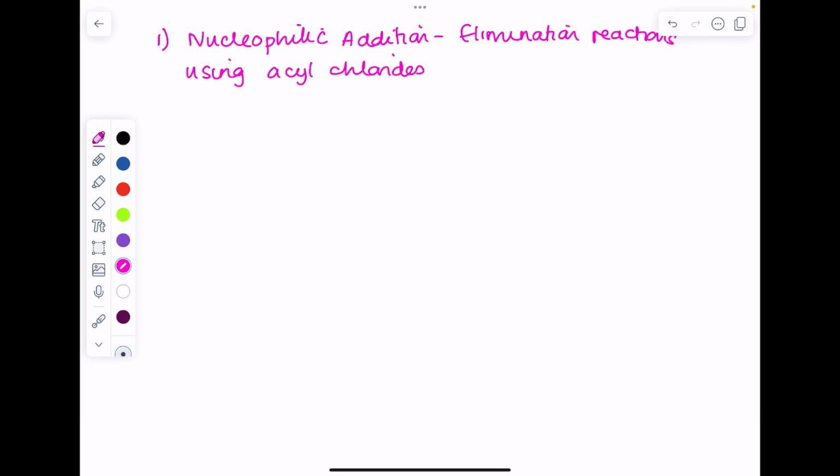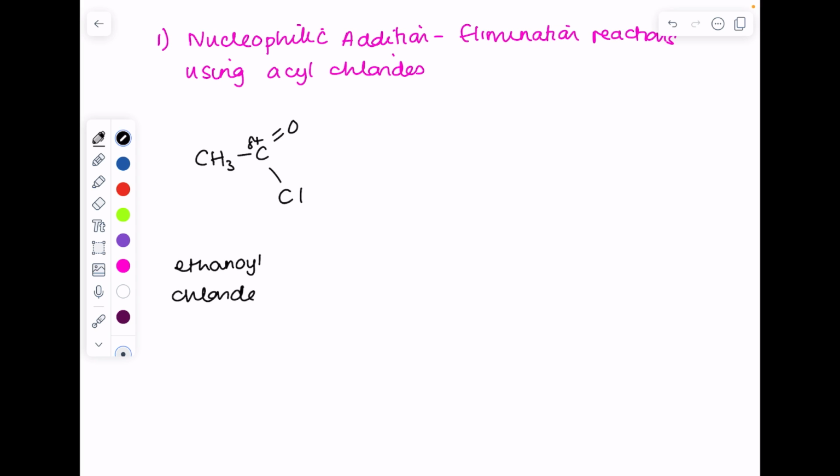The first mechanism we're going to look at is the nucleophilic addition-elimination reactions using acyl chlorides. Remember, we'll need a nucleophile as well as our acyl chloride. The acyl chloride I'm going to show you is ethanoyl chloride. So there's our ethanoyl chloride. Slightly positive carbon, slightly negative oxygen, slightly negative chlorine. Our nucleophile here is water. It has that lone pair that I just told you needs to be present on our nucleophile.